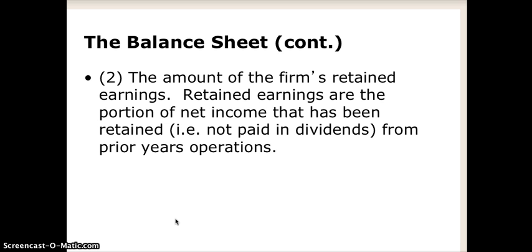We mentioned in the first video that when companies have net income, after they pay a dividend, if they choose to pay a dividend, they don't always have to. Whatever is left is referred to as retained earnings. And retained earnings gets reported on the balance sheet. And you'll see where that is in a second.